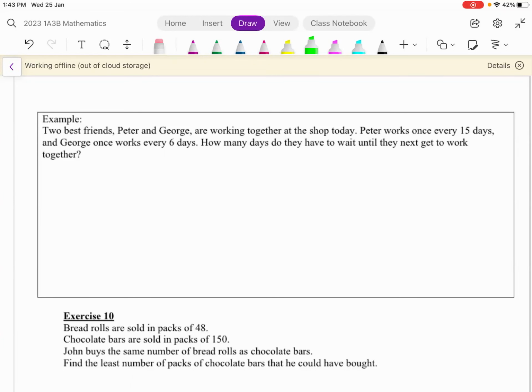Okay, 2 best friends, Peter, George, working together at shop. Peter works once every 15 days. I don't know what kind of job that allows him to work once every 15 days. So 1 month, he probably works 2 days only. George works every 6 days. How many days do they have to wait until they get to work together?